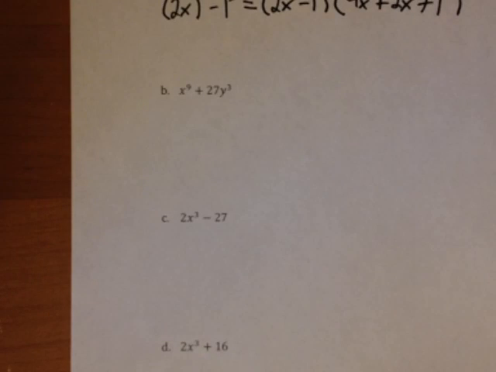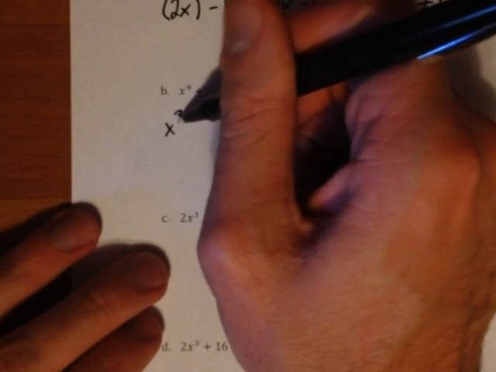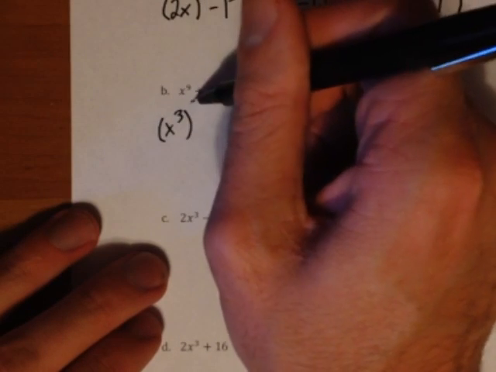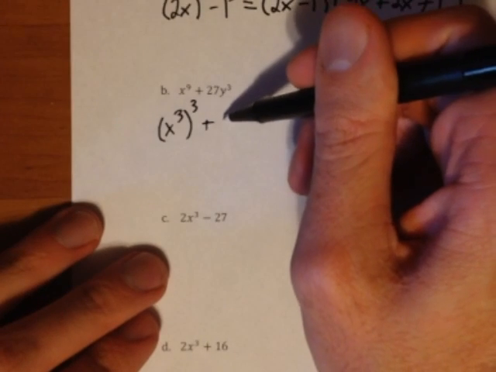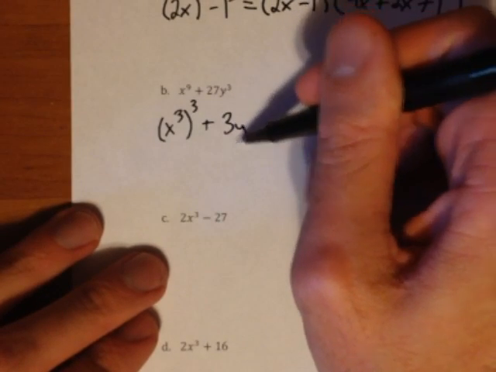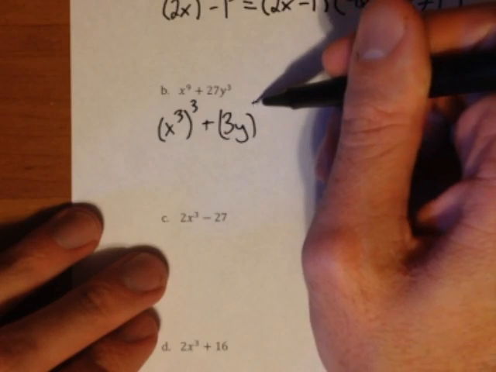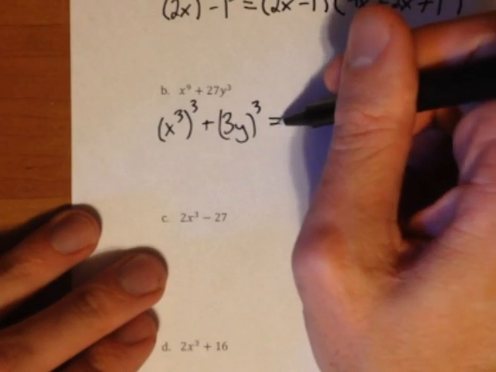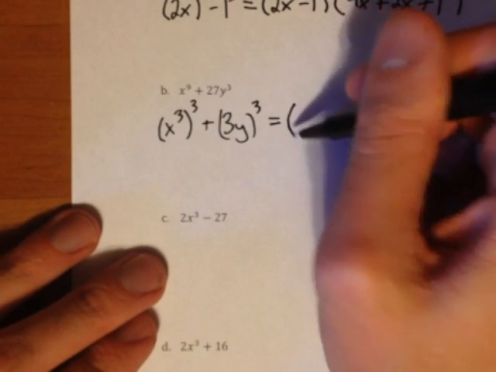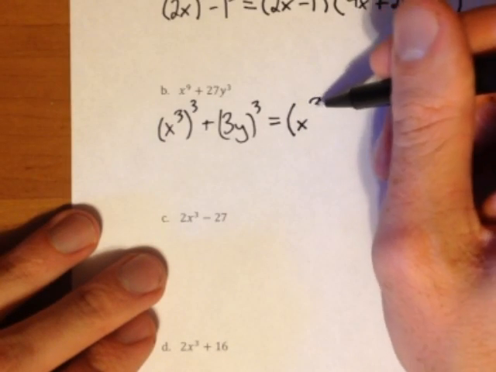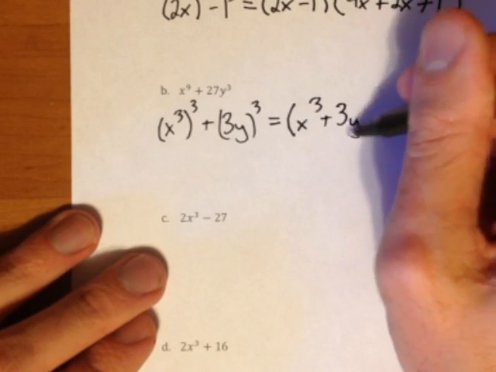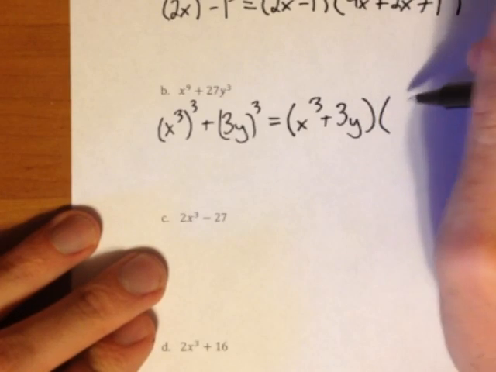B is where things get a little bit tricky. How do we rewrite x to the 9th as a cube? That's x cubed times x cubed times x cubed, or x cubed cubed. 27y cubed, that's 3y times itself 3 times, or 3y cubed. This time we're using the top symbols. So we're first supposed to do a plus b. My a is x cubed. My b is 3y. Then a squared.